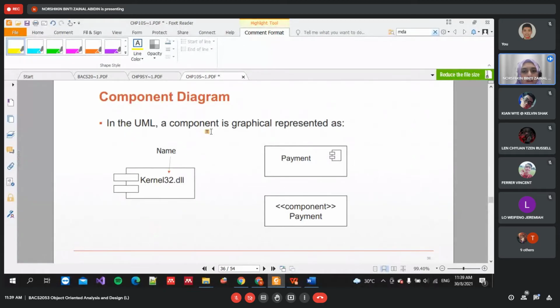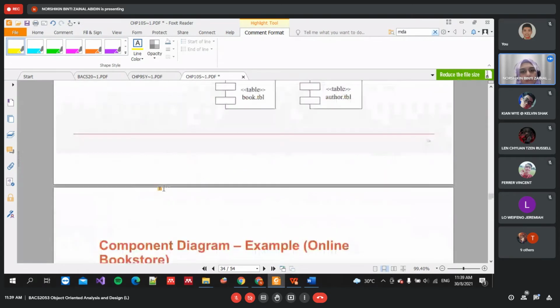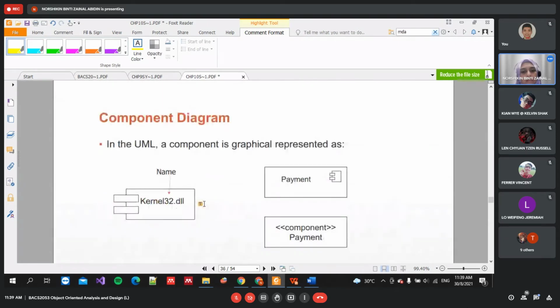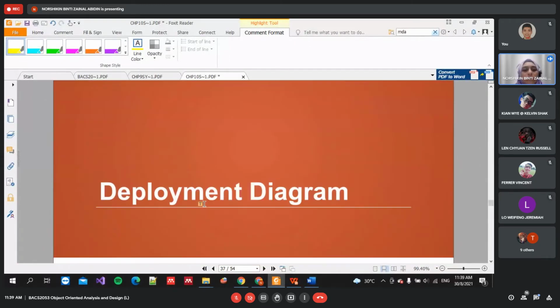So in the UML, a component is the same as in the previous slide. In the UML, a component is graphically represented like this one. It's repeated. So that is the component diagram.